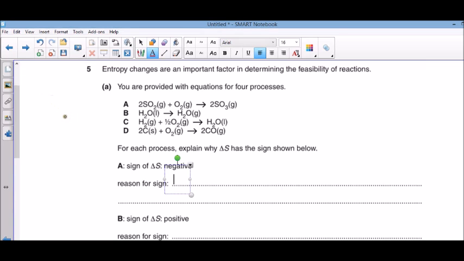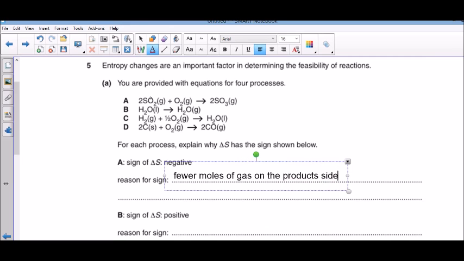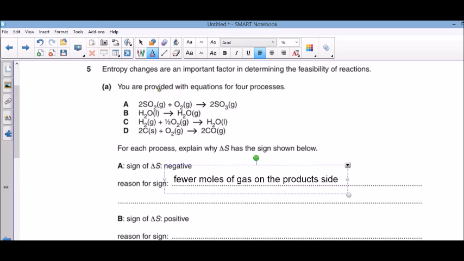Question 5 is about entropy. Really nice start to this question again. Sometimes this is given as a table where you have to put the sign. This time we're being asked to explain the sign. So in A, we've got a decrease in entropy. So the sign is negative, and that's because there are fewer moles of gas on the right hand side, on the product side. Okay, so you can see again we've got 3 moles of gas on the left, 2 on the right, so we've got a decrease in entropy.